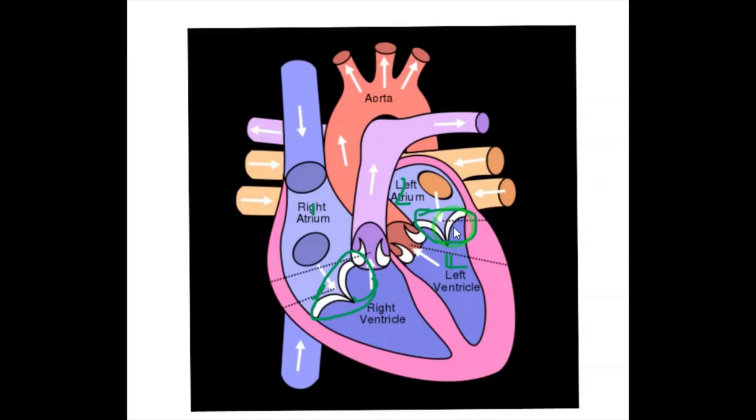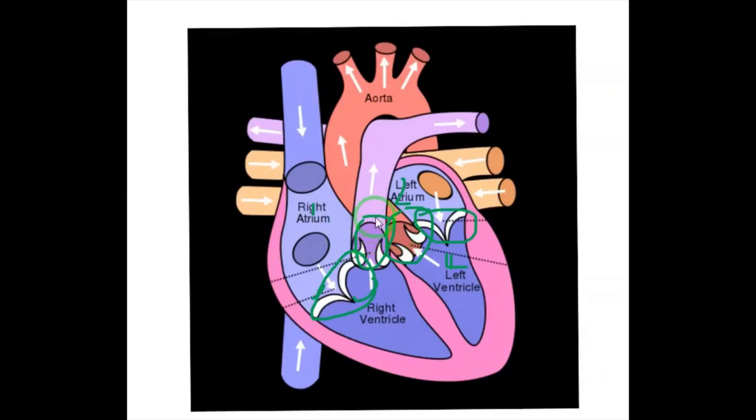Then the third valve is known as the semilunar valves. It has two valves, that is the aortic valve and the pulmonary valve. Where is the aortic valve? This is the aortic valve, and this one is the pulmonary valve. So two semilunar valves are present, the aortic valve and the pulmonary valve.